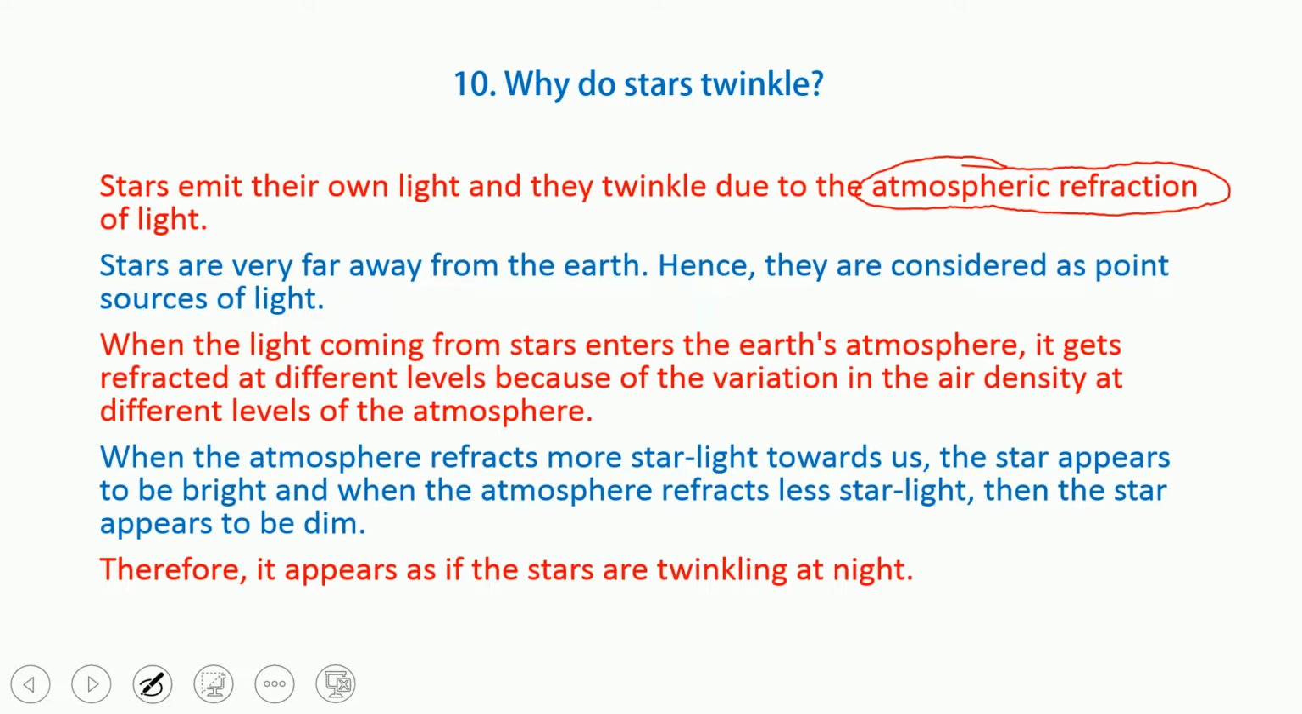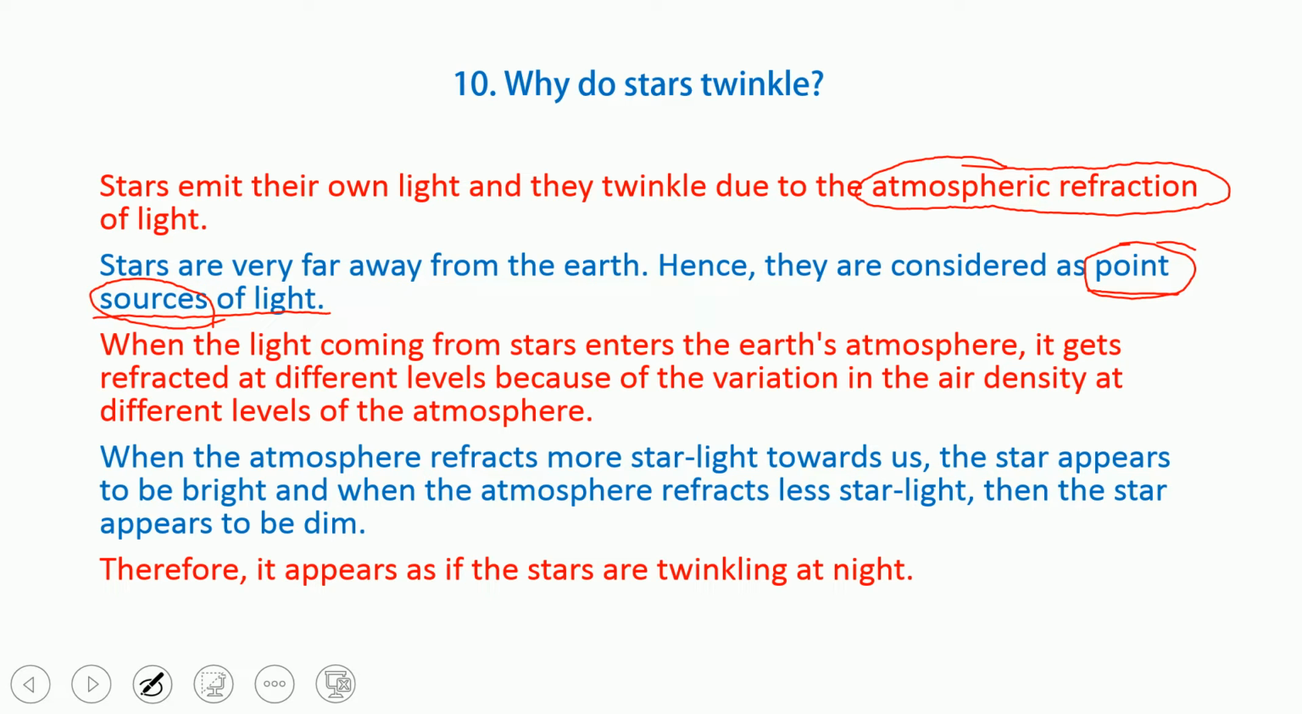Now, stars are very far away from Earth. We know that the Sun is the nearest, and most of the stars are far away from the Earth. Hence, they are considered as a point source of light. That is also a keyword. First is atmospheric refraction, next is point source.